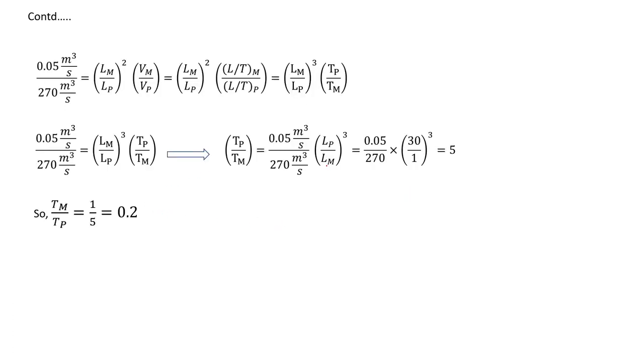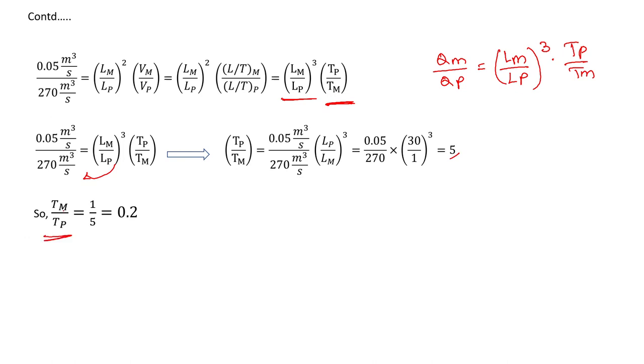This is a continuation. Qm by Qp equal to Lm by Lp whole cube into Tp by Tm. Now I simply transferred this to 0.05 by 2 into 30 divided by 1 whole cube equal to 5. But our interest is to calculate Tm by Tp, not Tp by Tm. So this is Tp by Tm. Be careful, this Tp by Tm is like 0.2.